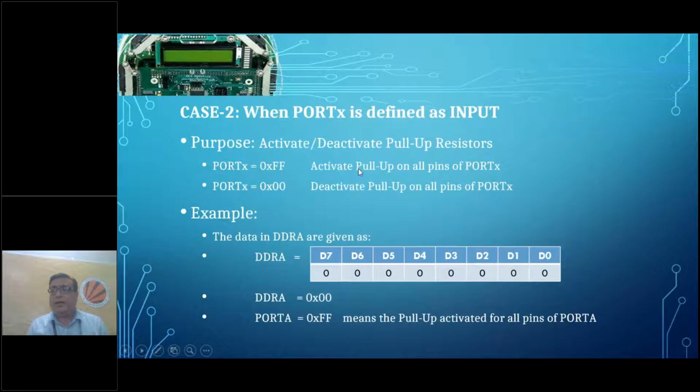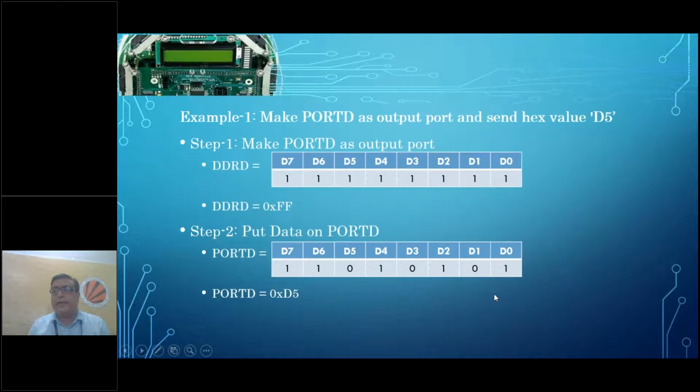Okay, so it activates pull-up on all the pins, so we can read the data from those pins. When PORTx is equal to 0, the pull-up is deactivated on all the pins and we cannot read. Here, when we define DDRA as 0x00, that means your DDRA is not activated for the pull-up. But when the value is 0xFF, that means pull-up is activated for all the pins of port A.